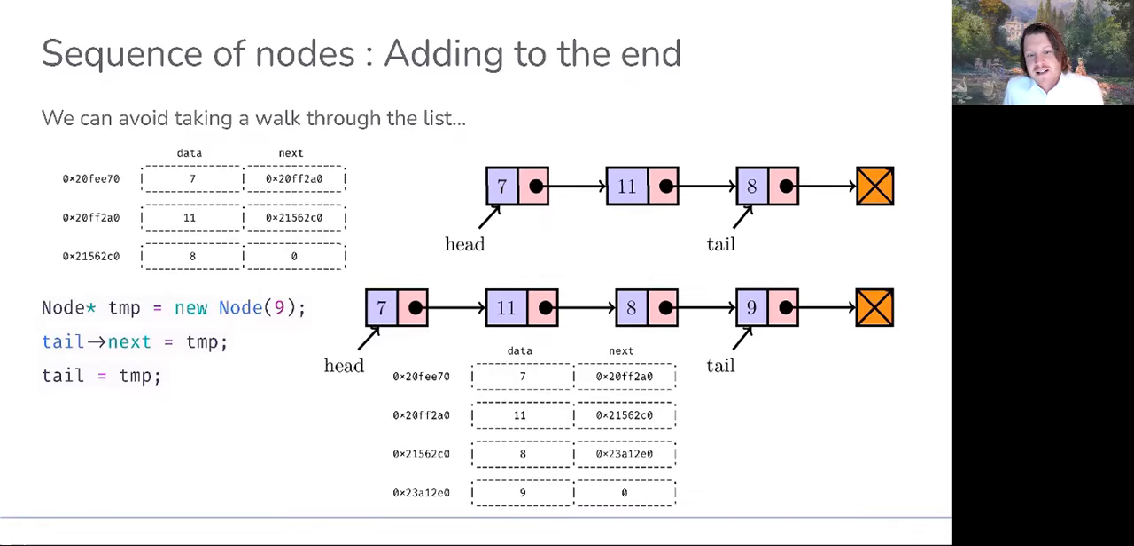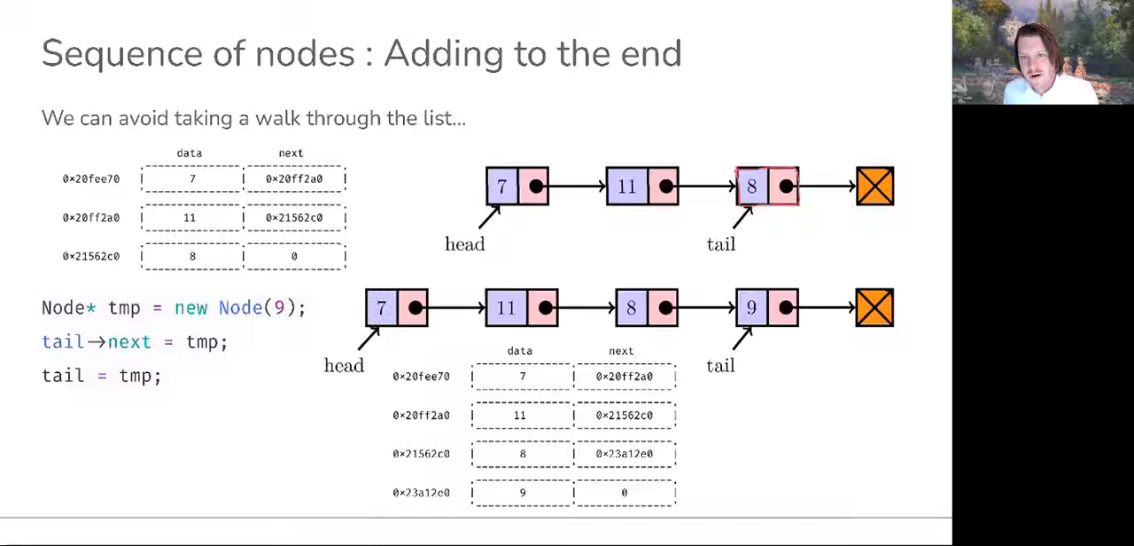So the next question is, can we avoid walking through the list? And the answer is yes. There's a far faster way to just tack on nodes at the end of the list. And that's going to be to not only maintain a node pointer whose value is the first node in the sequence, but we could create an additional pointer that's going to point to the last node in the sequence.